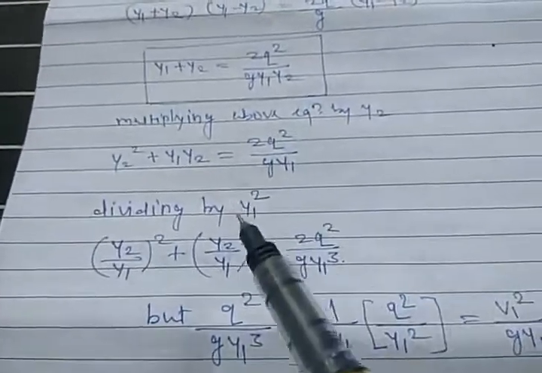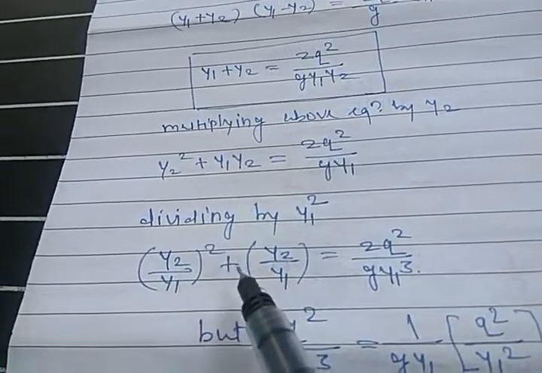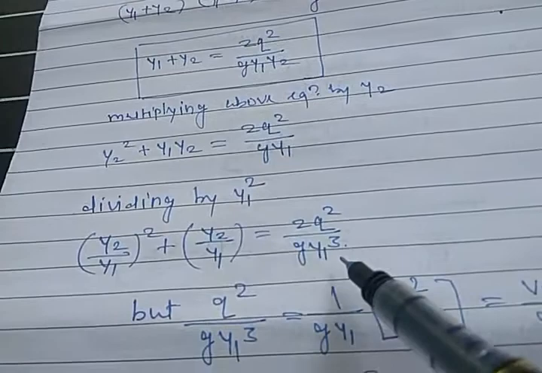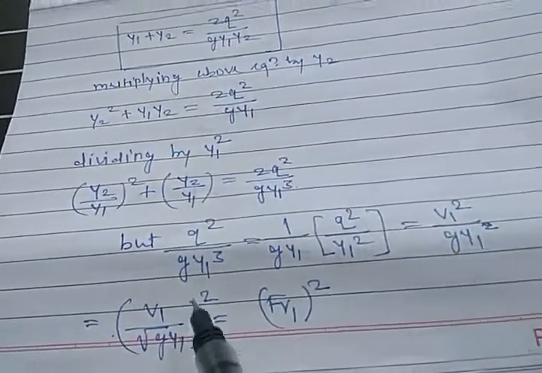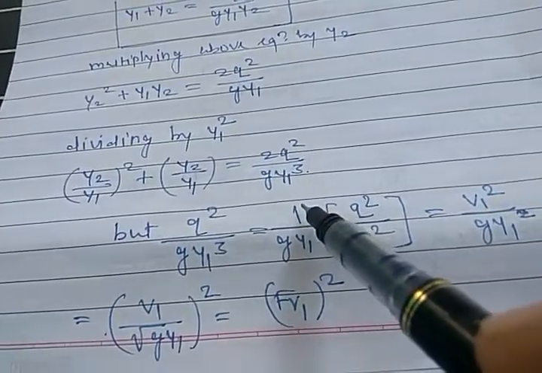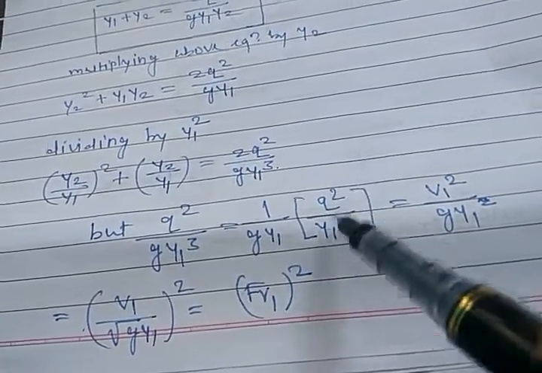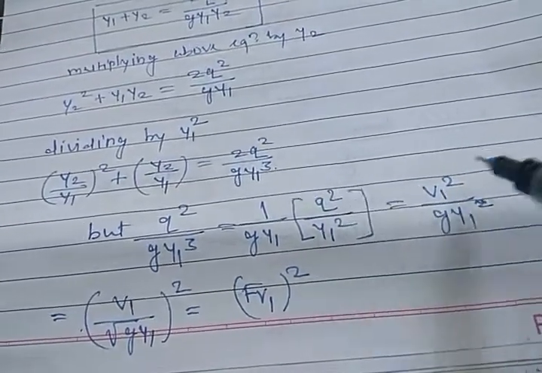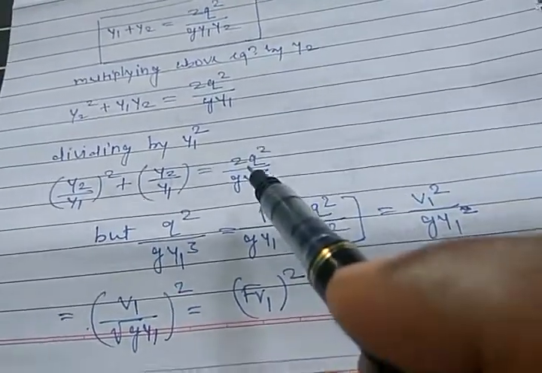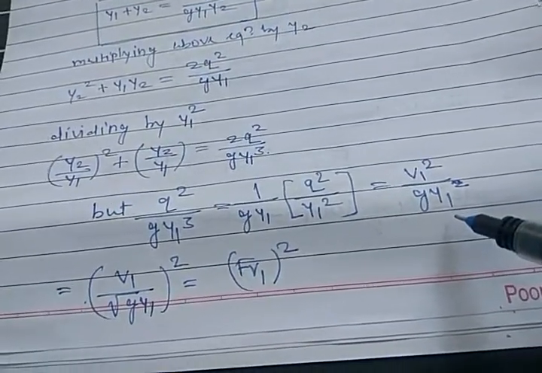Now dividing this by y1 square, so y2 by y1 bracket square plus y2 by y1 is equal to 2q square upon g y1 cube. But this q square upon g y1 cube we can write like this: 1 upon g y1 into bracket q square by y1 square. So q square by y1 square is nothing but v1 square, so v1 square upon g y1. So q square upon g y1 cube is equal to v1 square upon g y1.